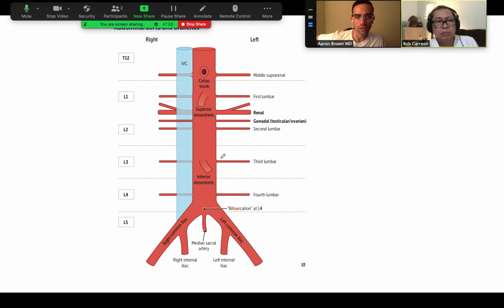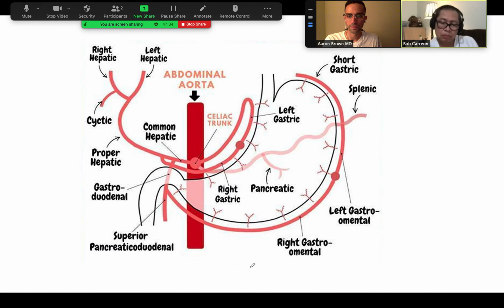Okay, and so just a little bit of anatomy here. We have our celiac trunk, SMA, IMA, and all of the secondary branches for a number of other organs here. Our renal branches come off at about the level between L1 and L2. When we get to L3, we have our inferior mesenteric, and at L4, we have a bifurcation into the common iliacs, which then separate into the internal and external iliac. External iliac will then go on to become the femoral.